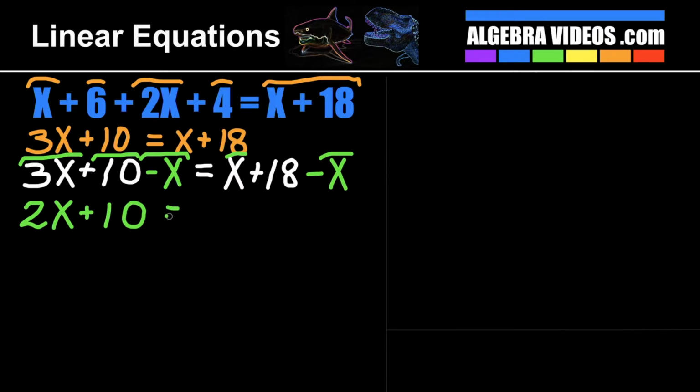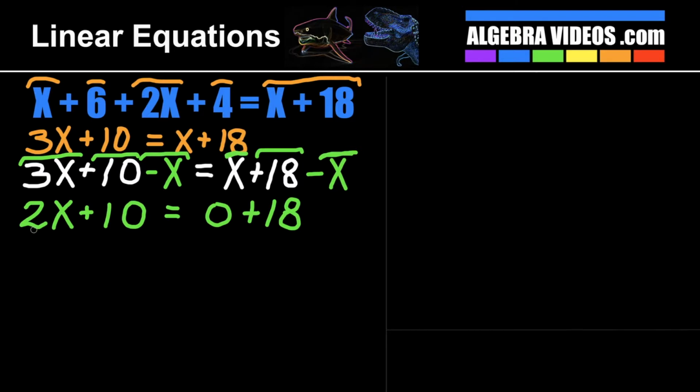And then over here on the right side, we have some fun again. We're going to combine this x and this minus x. Well, plus 1x and minus 1x, or x minus x, is 0. So that whole term simplifies to 0. Plus 18. I'm going to rewrite that. No changes there.